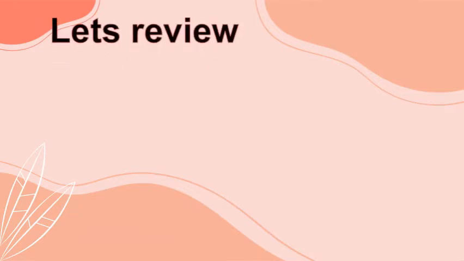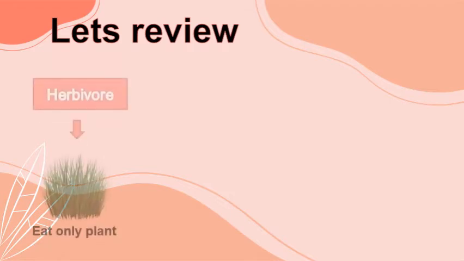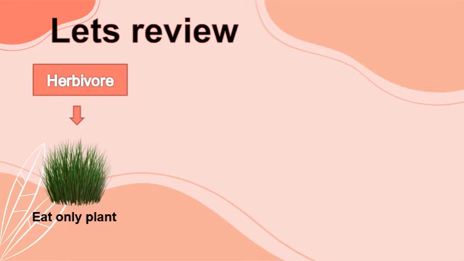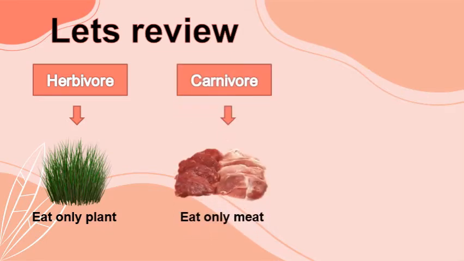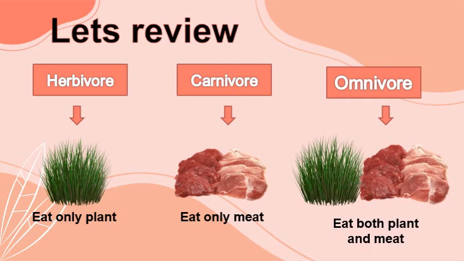Let's review. There are 3 classifications of animals. They could be herbivores. Herbivores are animals that eat only plant. Carnivores. These are the animals that eat only meat. And omnivores. These are the animals that eat both plant and meat.